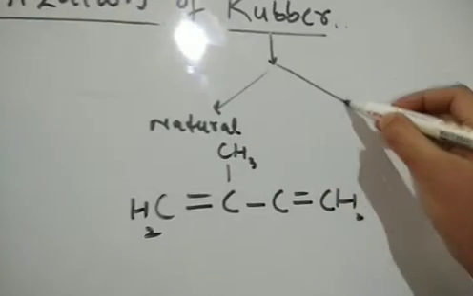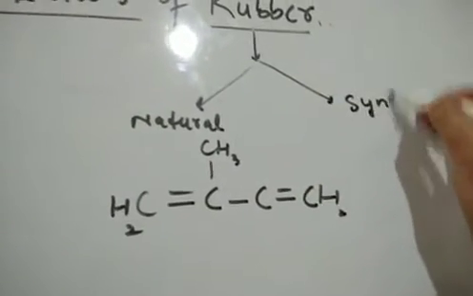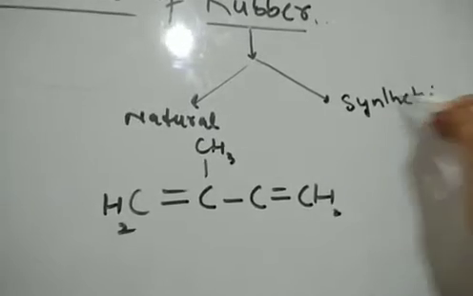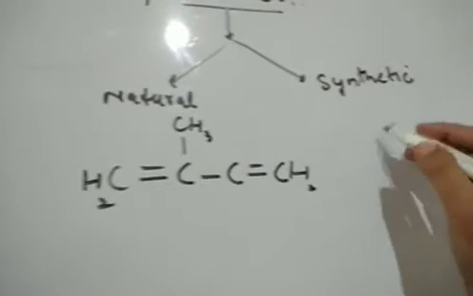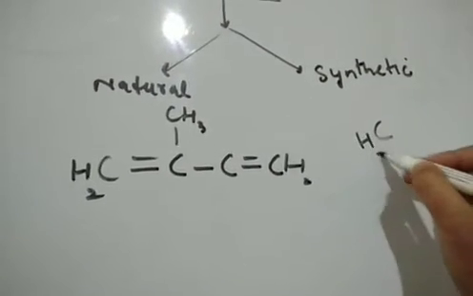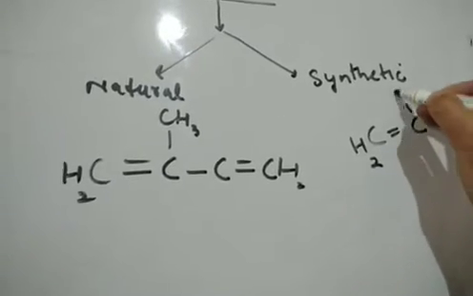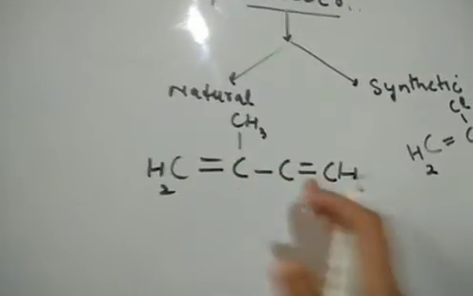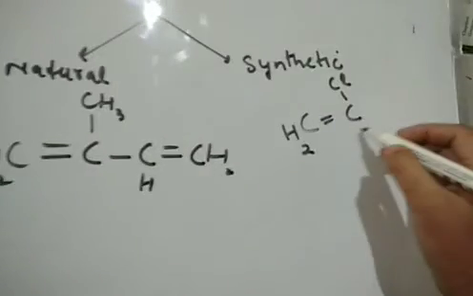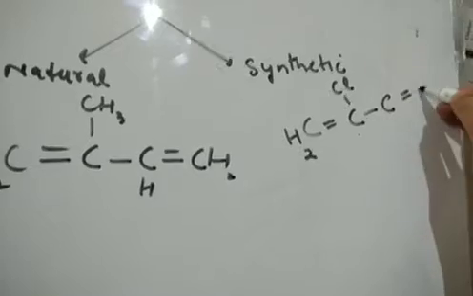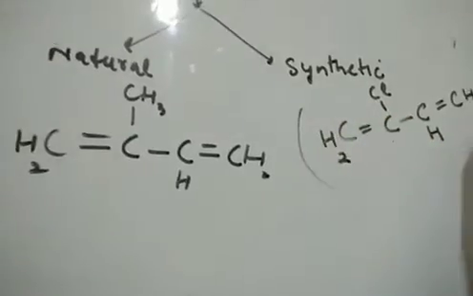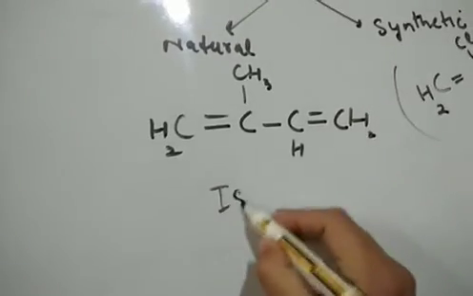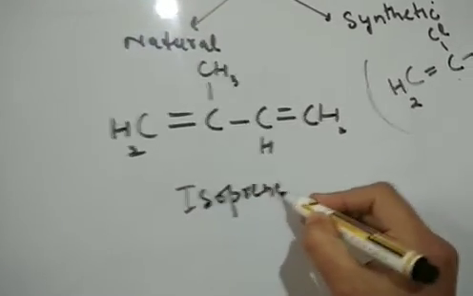When you talk about synthetic rubber, we have synthetic rubber also. Instead of this methyl, we have a chlorine atom here. So we have CH2, and this is a 2-chloro-1,3-butadiene type system. So this is your synthetic rubber, and this is your natural rubber. This is also called isoprene, and this is called chloroprene.